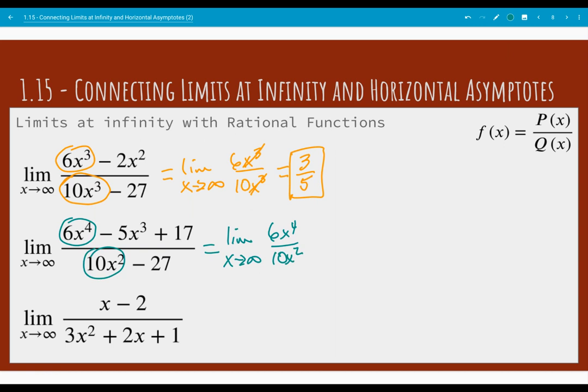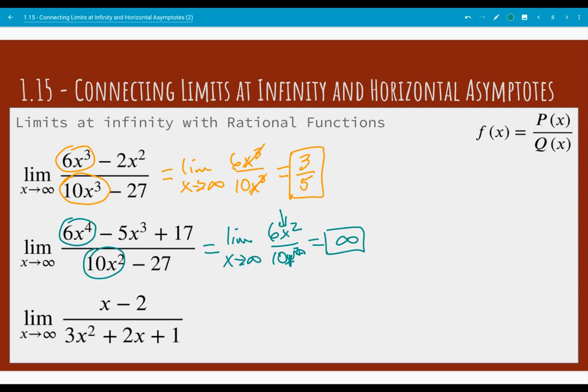Well, this time when we do some canceling, the x squared in the denominator is going to cancel with 2 of the x's here, and we're going to get x squared left in the numerator. And so this is going to behave like 6x squared over 10. As we plug in larger and larger values for x here, the 10 is not changing in the denominator, so we're plugging in really big numbers and getting a really big number in the numerator, and the denominator is staying constant. So when we take a really big number divided by just some constant, we're going to get a really big number, and this limit is going to be infinitely big.